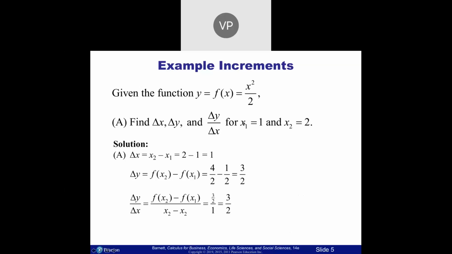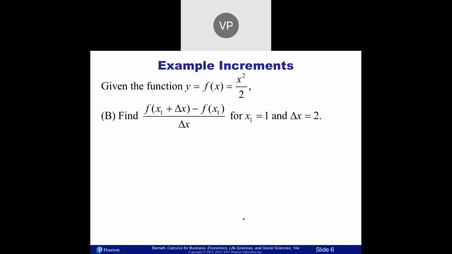And then the third thing they wanted you to find was the delta y over the delta x. Delta y over delta x is all the same formula: y2 minus y1, or f of x2 minus f of x1. And we get this 3/2 over the 1, which is simply reduced down to 3/2. So 3 different things they're going to want you to find. Yes, they're all tied together here.